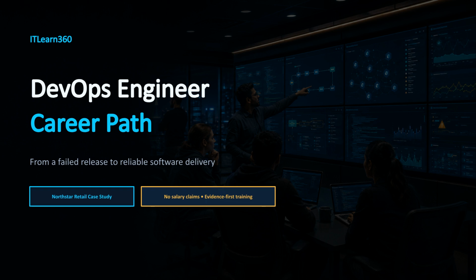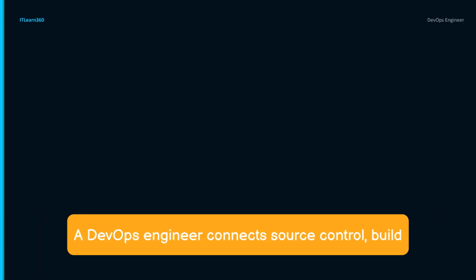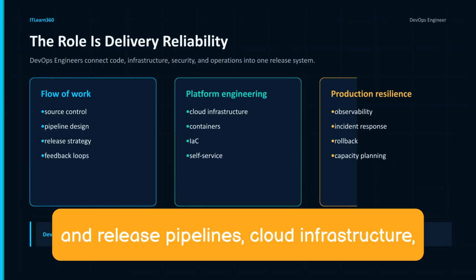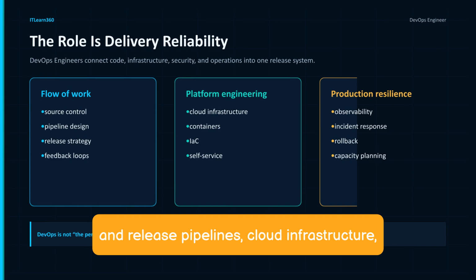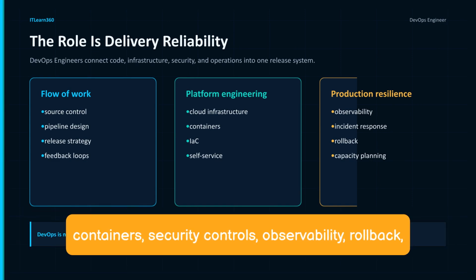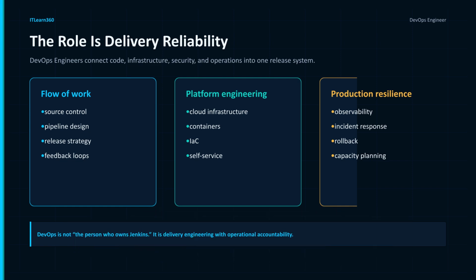DevOps is fundamentally about delivery reliability, not ownership of one pipeline product. A DevOps engineer connects source control, build and release pipelines, cloud infrastructure, containers, security controls, observability, rollback, and incident response into one operating system for software delivery. That is very different from being the Jenkins person.